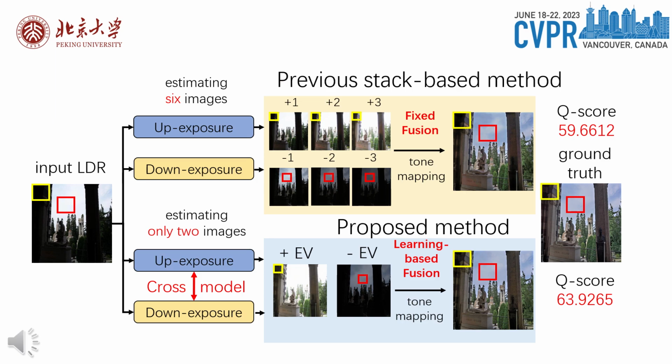The main contributions of the proposed method are, firstly, only needing to estimate two multi-exposure images. Secondly, bridging the up and down model by the cross-model attention. Thirdly, introducing a learning-based fusion model. The proposed method can estimate more concise and accurate multi-exposure stack and generate HDR images with higher quality.